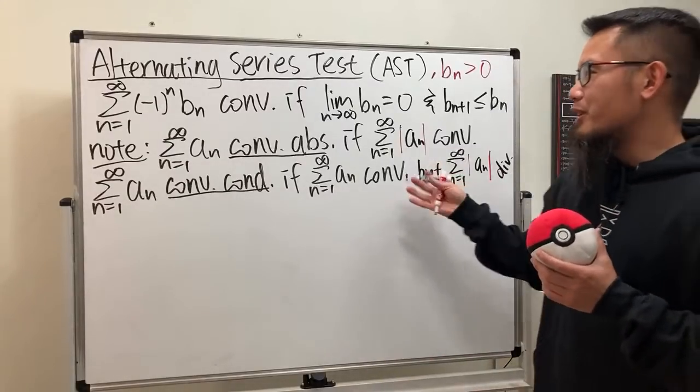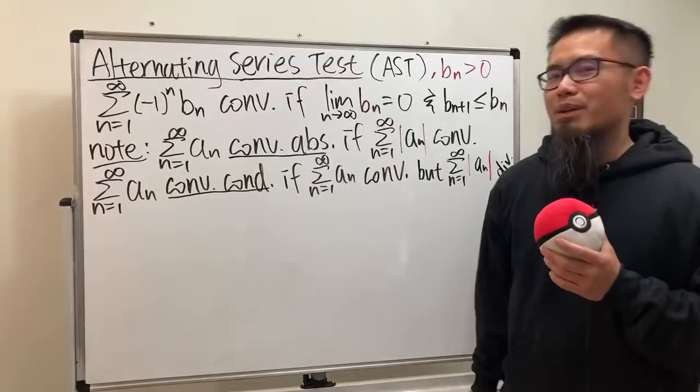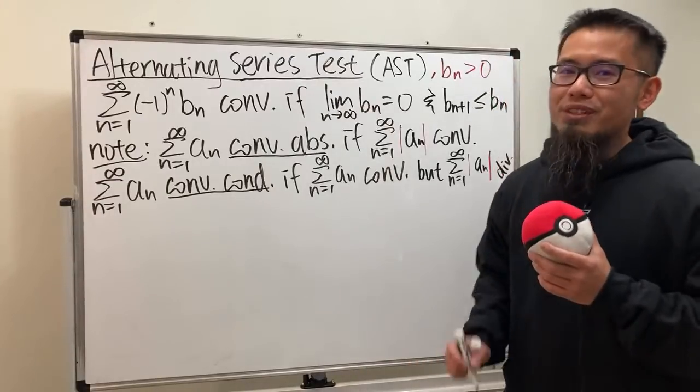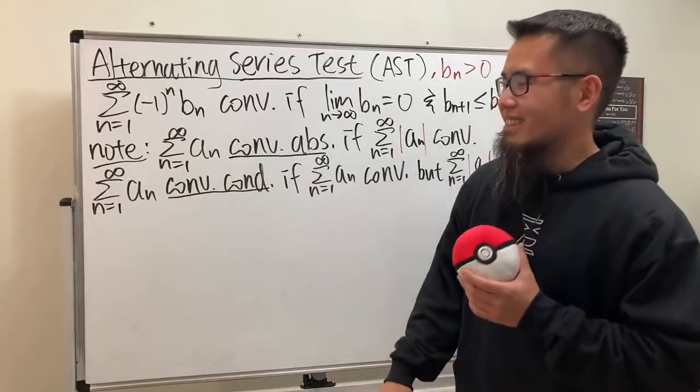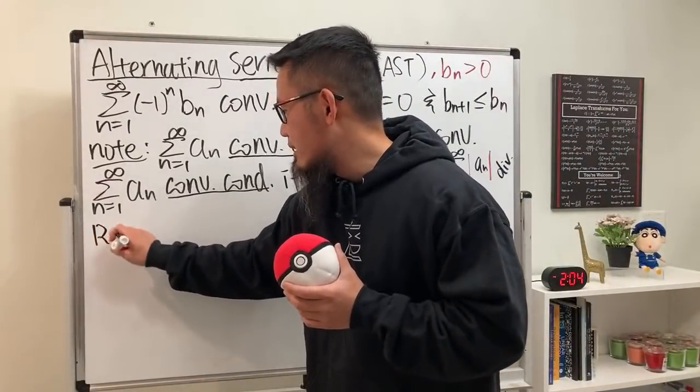So this right here is usually a continuation after we have the alternating series. And now we have 2 more tests. Altogether, we have about 10. The next one is the ratio test.